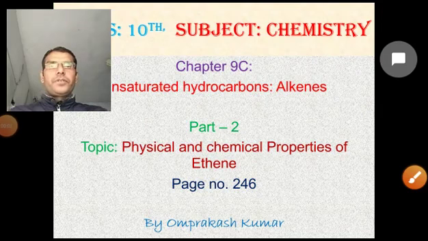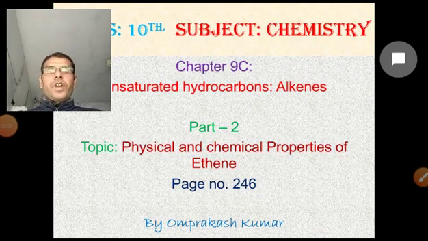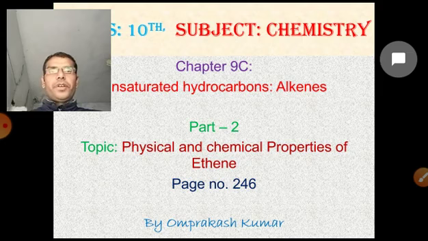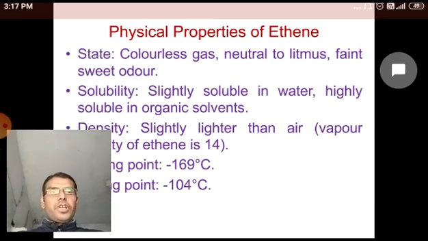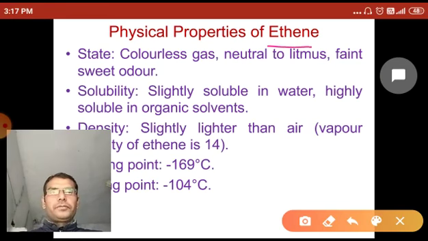Hello, dear students. Let's start the new topic, physical and chemical properties of ethene. This topic is from chapter 9C of class 10th in the subject chemistry. Let's open your chemistry book and come to page number 246. Come to the first topic, the physical properties of ethene.